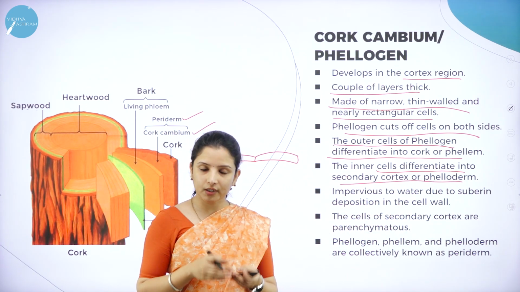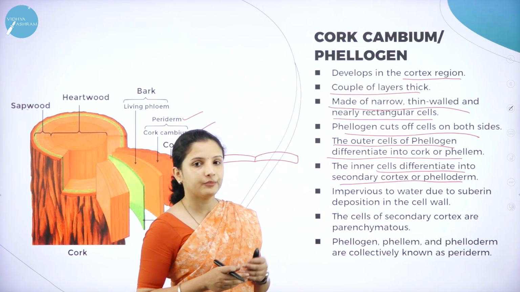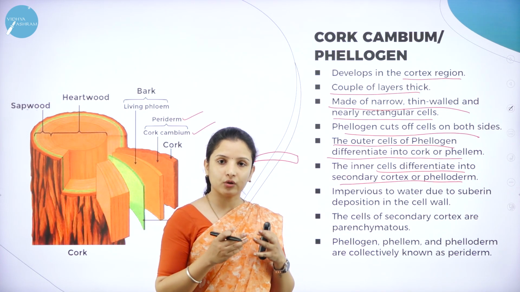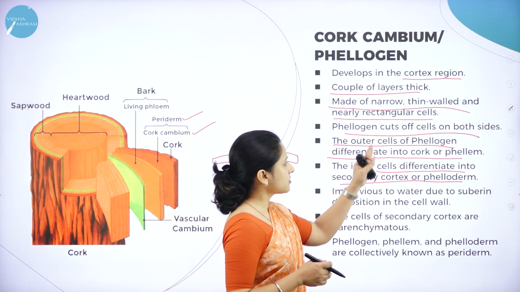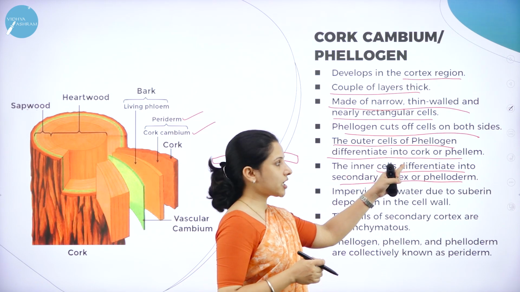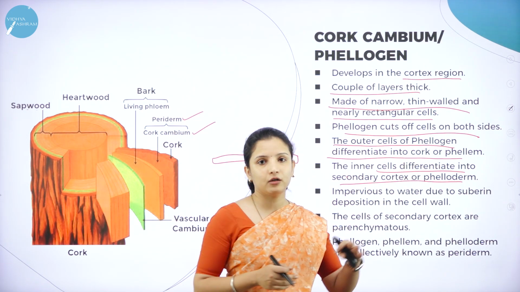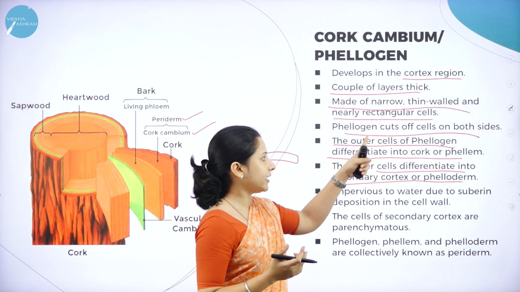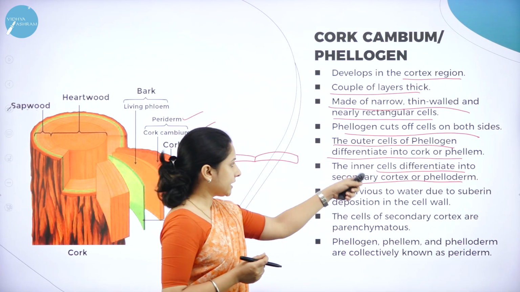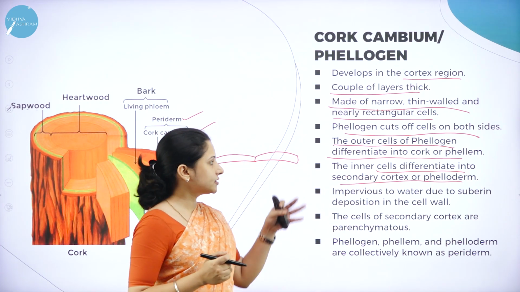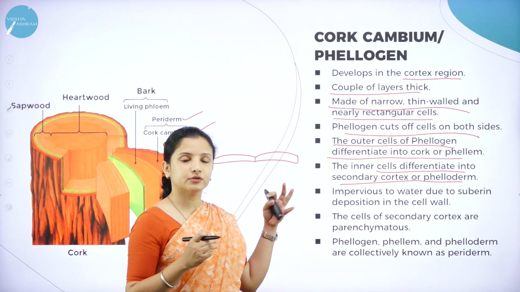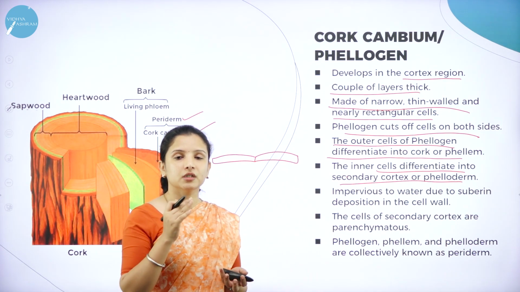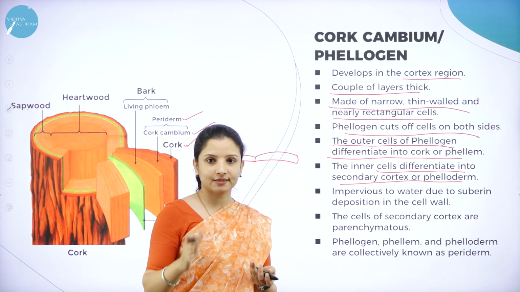So therefore, what is the activity of the cork cambium or the phellogen? It cuts off the cells in the cortex on both the sides and they get differentiated into the phellum and the phelloderm. The secondary cortex is called the phelloderm and the cork is called the phellum. The inner cells get differentiated into the secondary cortex or the phelloderm.